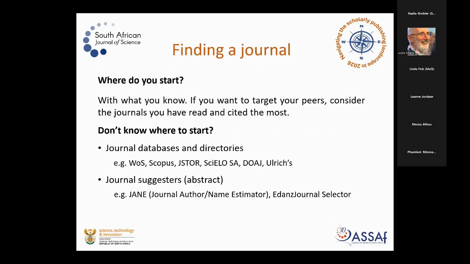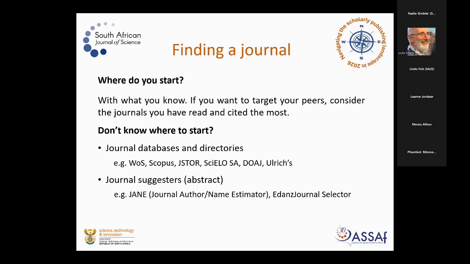So now that you know what to look for, where do you start? We'll always start with what you know. So if you want to target your peers, consider the journals that you normally read and which journals you've cited, particularly which journals you've cited in the study that you want to publish.